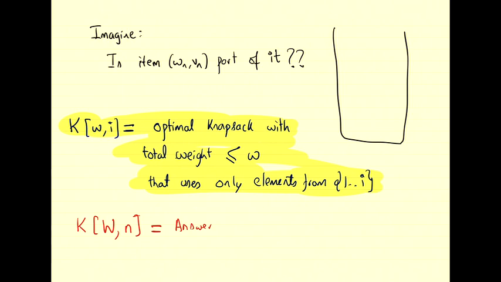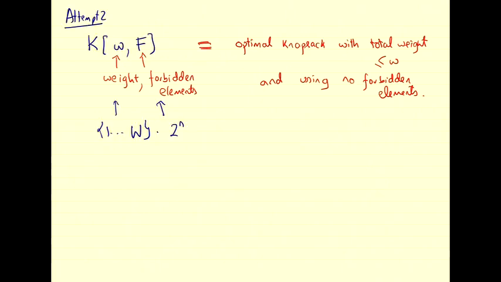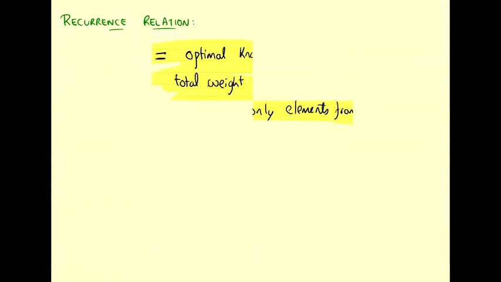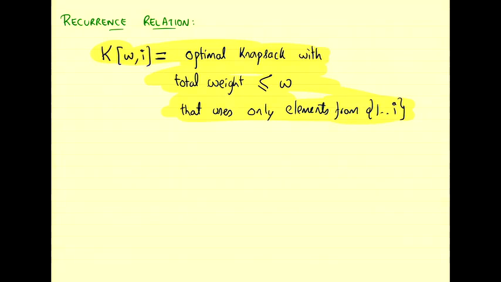So, now that we have the subproblem, the next thing is to write down the recurrence relation. I'm going to copy back the thing. This is our definition. So now I'm going to write the recurrence relation. How do I write it? Well, it's going to be as follows. Let's look at the optimal knapsack that uses elements from 1 through i with total weight at most W.